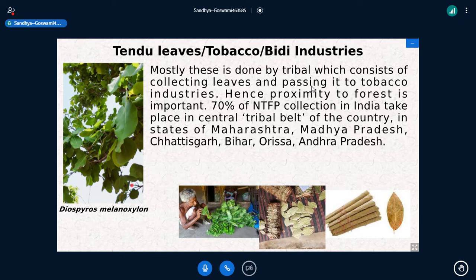So this is collected completely from the forests. ऐसा नहीं कि अलग से Diospyros के trees लगाए जा रहे, but in the forest, Diospyros trees are there. Tribals are allowed to collect the leaves.